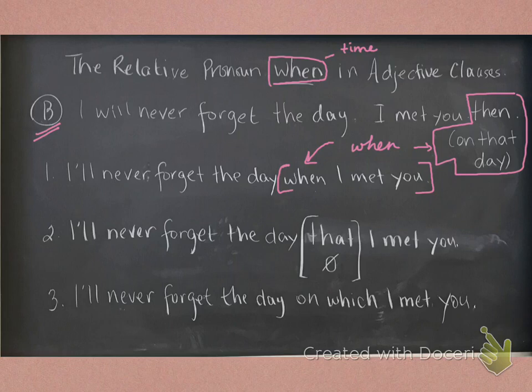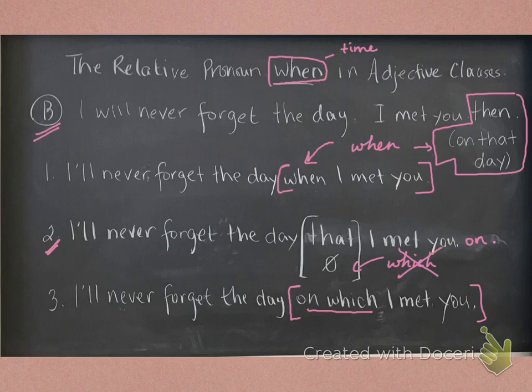For when, we don't use which in here. I'll never forget the day which I met you. It's not used to replace when in a sentence. And then our last choice is to do that preposition plus relative pronoun combination. So I'll never forget the day on which I met you. If we come back and we look at number 2 here, I'll never forget the day that I met you on. We could add that preposition on the end if we wanted.